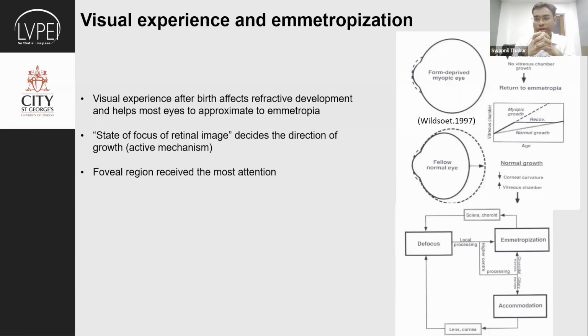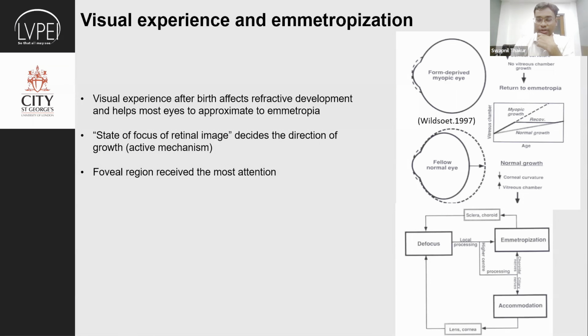To begin with, let us discuss the role of visual experience and emmetropization. From our previous knowledge, we already know that after the baby is born, the visual experience can decide the level of refractive development it experiences. From the evidence, it seems that whenever there is a hyperopic defocus, the eye tends to follow that defocus and it will elongate. And if there is a myopic defocus, the eye tends to shrink.